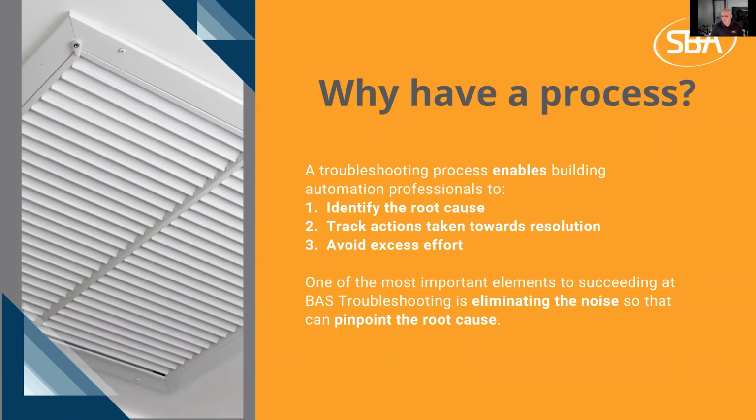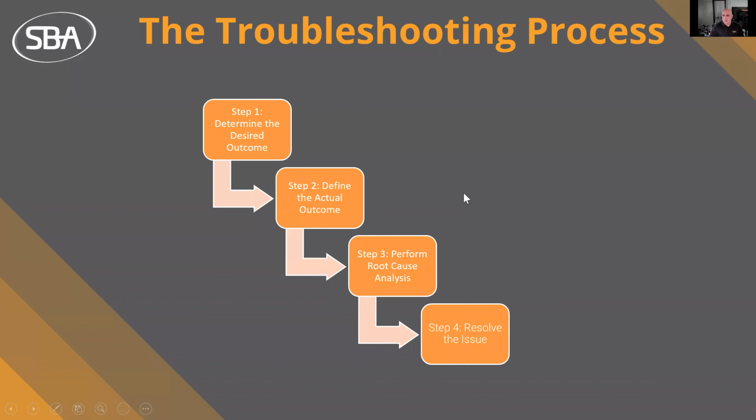So oftentimes you will get a lot of noise, and you've got to flush through that noise in order to be able to pinpoint what exactly is causing the issue. So the troubleshooting process in a nutshell is 4 steps. We're going to determine the desired outcome. We're going to define the actual outcome. We're going to perform a root cause analysis, and then we're going to go through resolving the issue.